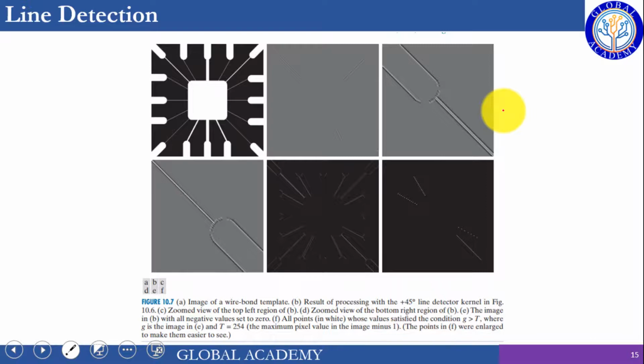Here is an example of line detection. The image displayed on the top left position is the original image, and this image is convolved with the line detection kernel at 45 degrees. So we got this output, and then a small portion of this filtered image is zoomed in and displayed at locations C and D. These two images are zoomed images, and this is a thresholded or scaled image of the same line detection output.